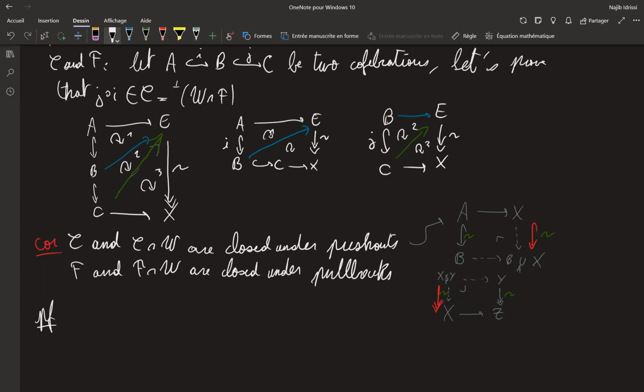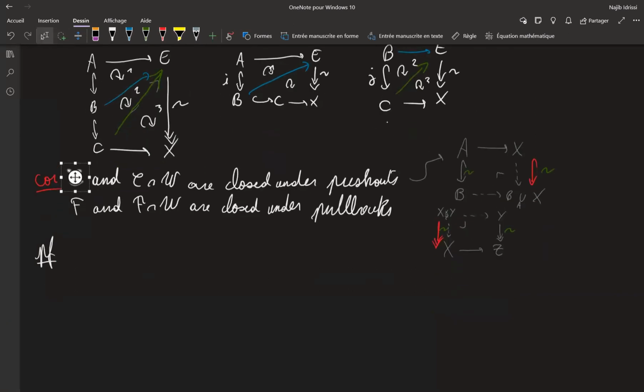So let's go about the proof. For the proof, we are again going to use the fact that all these classes are defined by lifting properties. So for example, let us prove that cofibrations are closed under pushouts, and you can do the other three checks. So for example, let's say that you have a pushout.